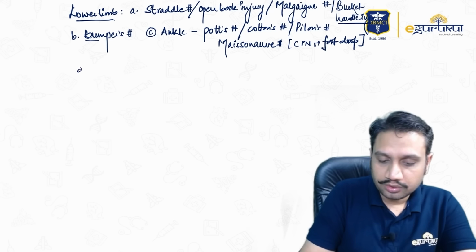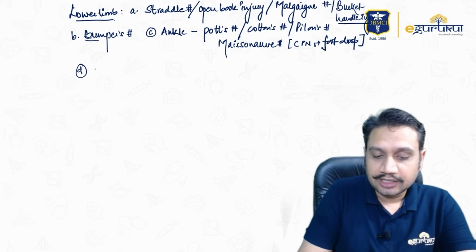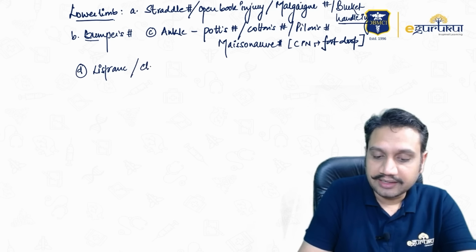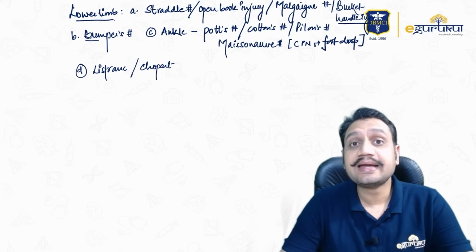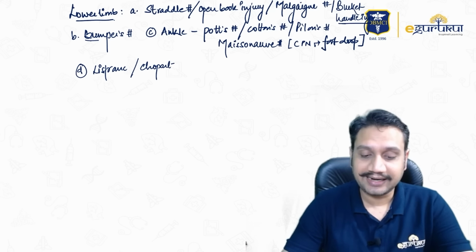When you go down to the metatarsal, tarsal areas, we have got 2 fancy names. One is Lisfranc and one is Chopart. What are those? So Lisfranc is a tarsometatarsal injury. Chopart is an intertarsal injury. So Lisfranc and Chopart.